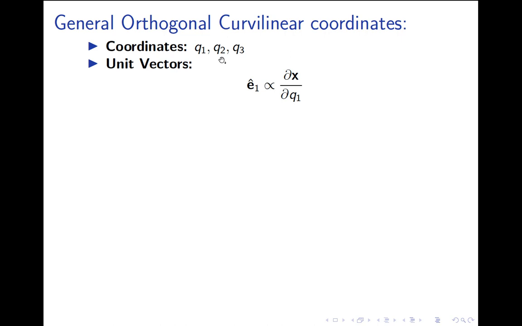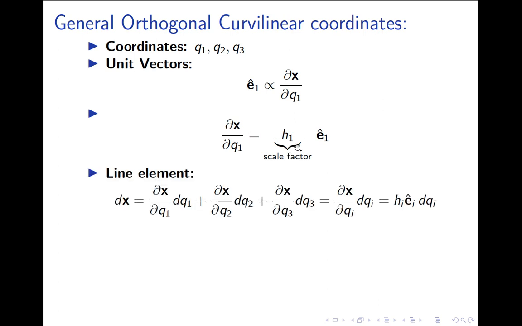In the general case, the unit vector is obtained as a vector along one of the axes. So the unit vector along the q1 axis would be obtained when you hold q2 and q3 constant. You have the position vector, take its partial derivative with respect to q1. This gives you a small vector in the direction of q1. And then of course you have to put back the proportionality factor, because this is not a unit vector. The difference is given by the magnitude, which is h1, which is known as the scale factor.